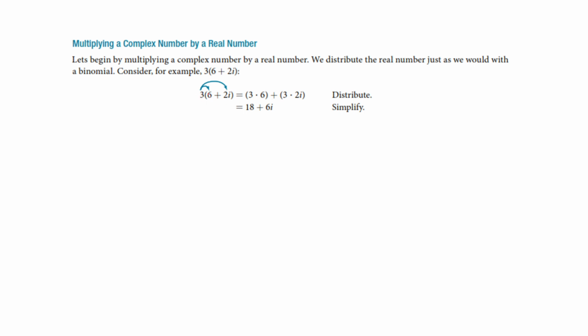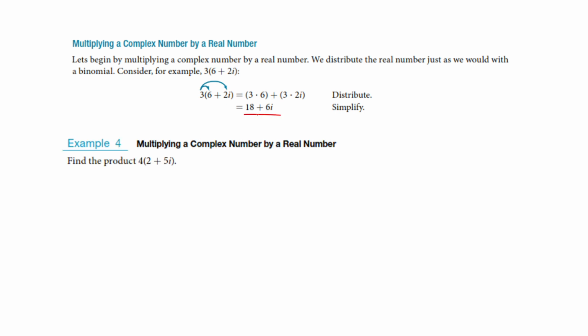Well, it works exactly like you would think. We're going to distribute that 3. He's going to go to the 6, he's going to go to the 2i, and we have our new number. So real simple here, 4 is going to get distributed. He's going to go to the 2, and he's going to go to the 5, and we're going to get 8 plus 20i.